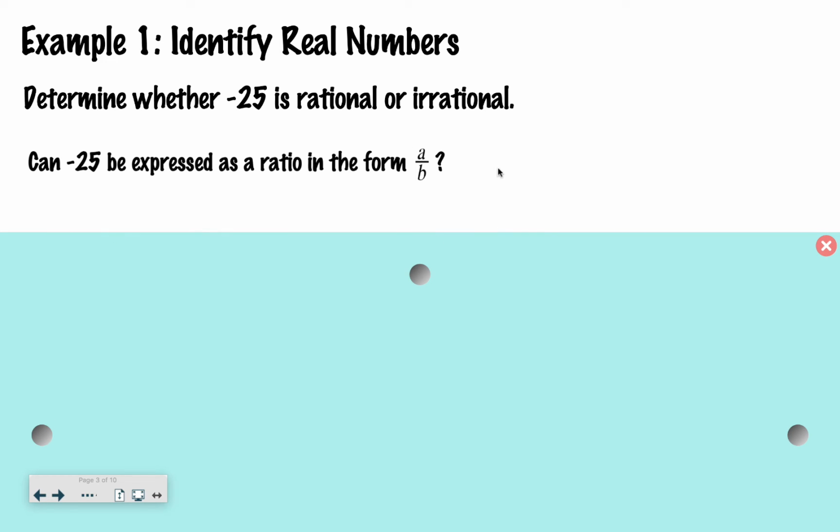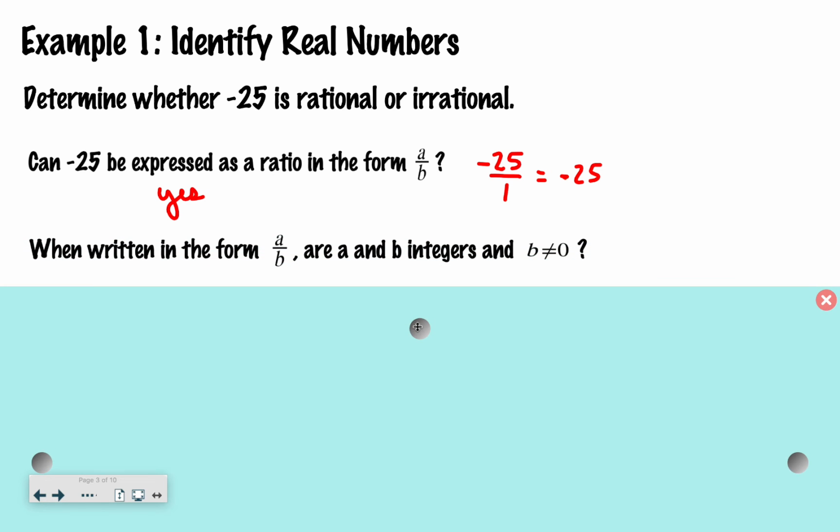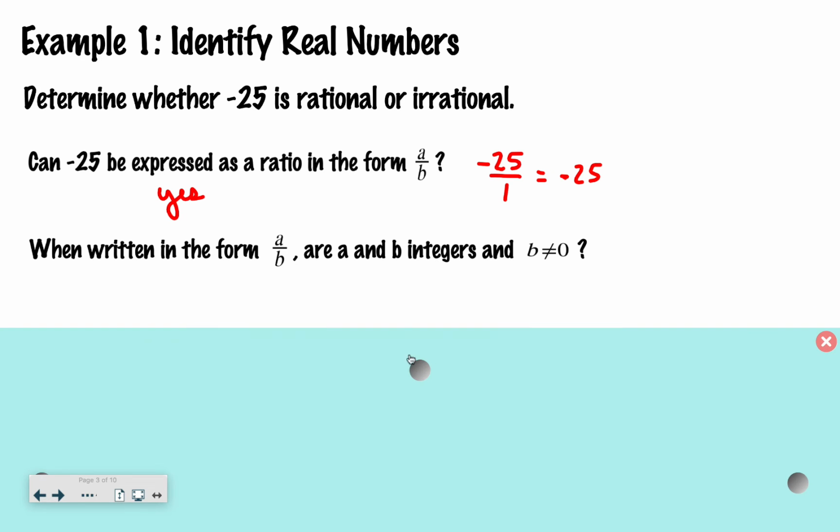Really, -25 can be written as -25 over 1, right? Because if you do -25 divided by 1, it would still just equal negative 25. So yes, it can be expressed as a ratio in that form. So when it's in that form, we have negative 25 over 1. Are a and b integers? Remember, integers are positive or negative numbers that aren't decimals. Negative 25, that's an integer. 1, that's also an integer. So yes, both of them are integers, and b, the number on the bottom, isn't 0.